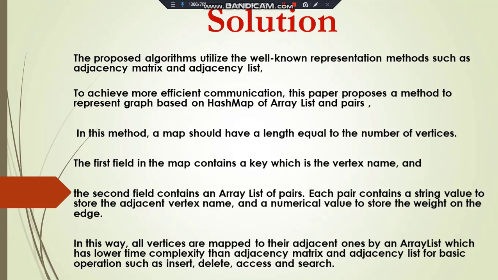The first field in the map contains a key, which is the vertex name, and the second field contains an array list of pairs. Each pair contains a string value to store the adjacent vertex name, and a numerical value to store the weight on the edge. In this way, all vertices are mapped to their adjacent ones by an array list, which has lower time complexity than adjacency matrix and adjacency list for basic operations such as insert, delete, access, and search.